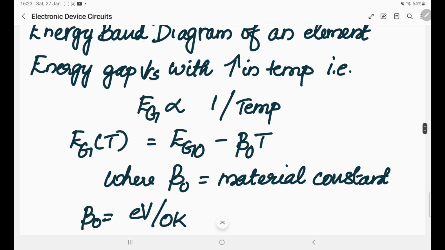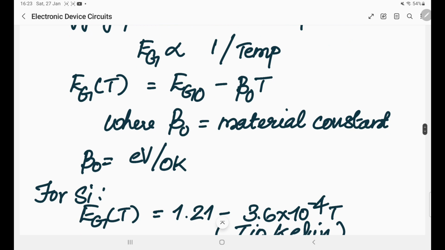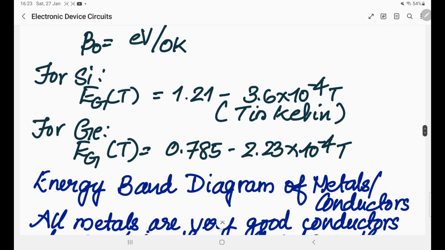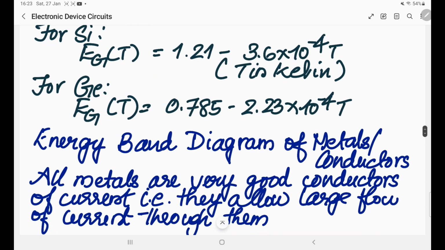As I said, the energy gap decreases with an increase in temperature. That is, the energy gap is inversely proportional to the temperature. So at a certain temperature T, Eg(T) is given as Eg0, the energy gap at 0 Kelvin, minus beta0 into T, where beta0 is a material constant and it is already known. For silicon, Eg(T) is equal to 1.21 minus 3.6 into 10 raised to minus 4 times T, where T is in Kelvin. And for germanium, Eg(T) is equal to 0.785 minus 2.23 into 10 raised to minus 4 times T.